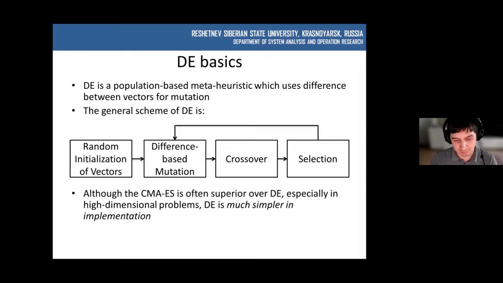But first, let us start with the basics. For those who know what differential evolution is, this will be just a reminder. For all the rest, I hope you will learn something new here. Differential evolution is a population-based metaheuristic. It has 4 main steps: initialization, then mutation, crossover, and selection. Selection is actually replacement, but in the terms of differential evolution, it's called selection.